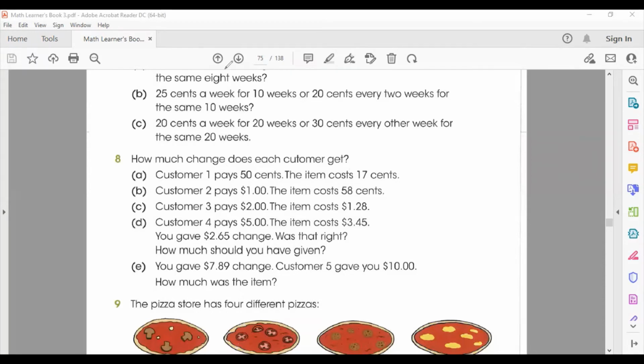The second part, $1, the item costs 58 cents. So we need to minus from $1. Change $1 into cent. $1 equal to 100 cents. 100 minus 58, it's equal to 42 cents.